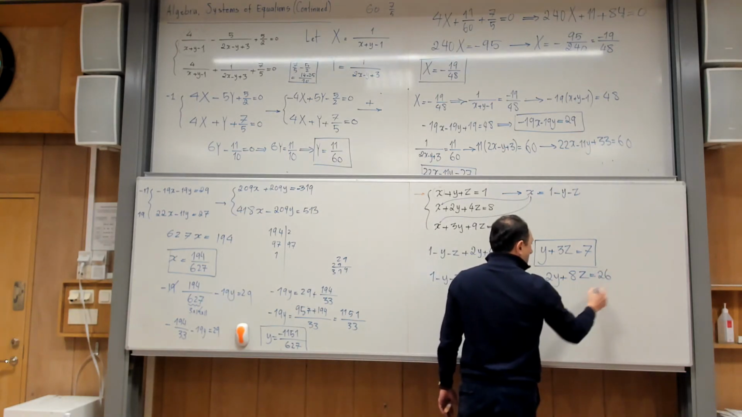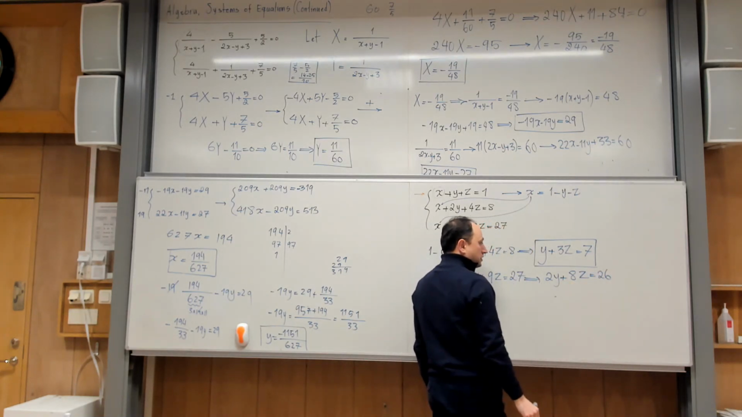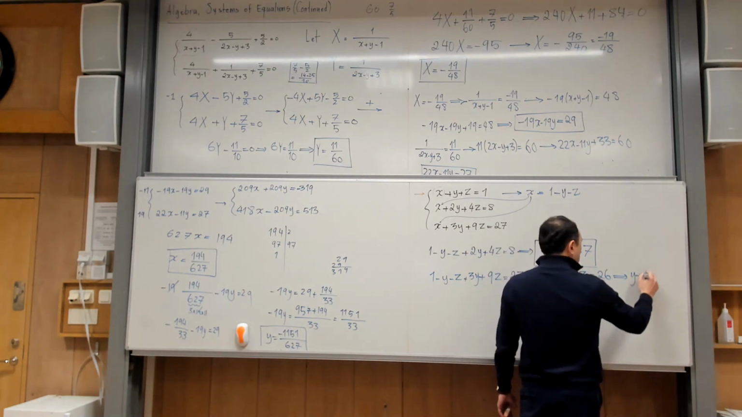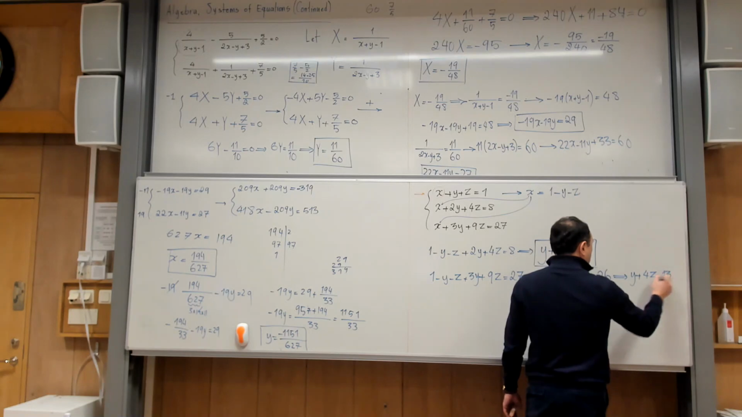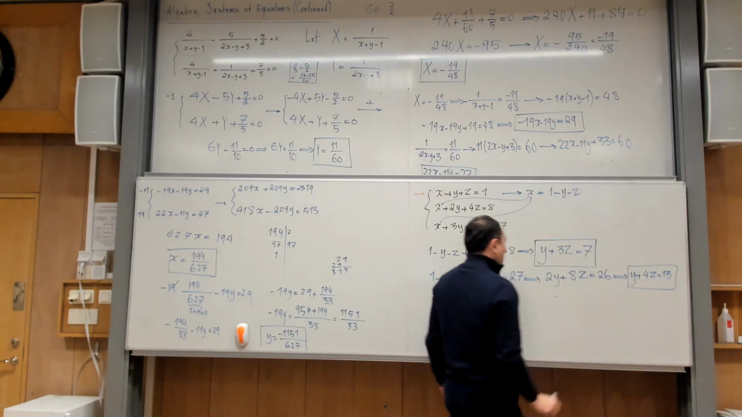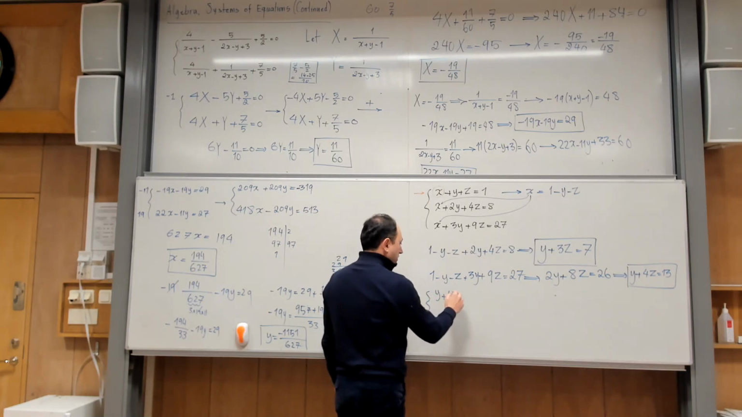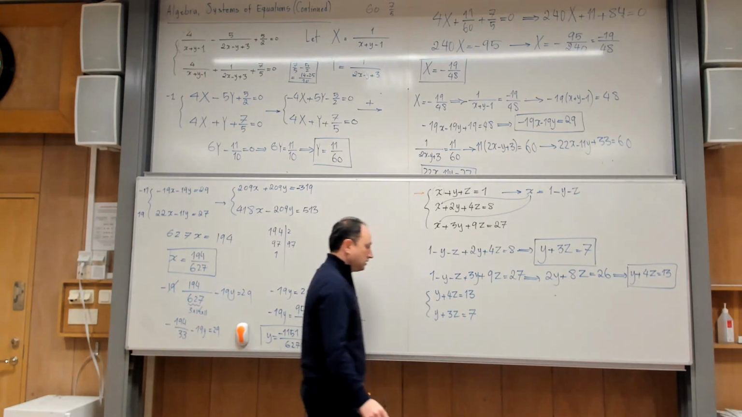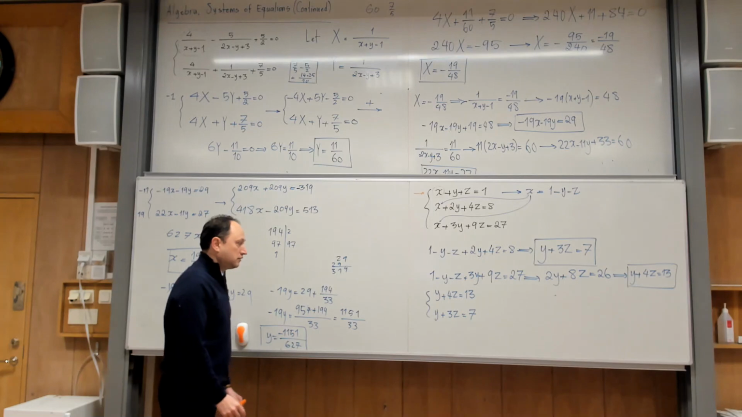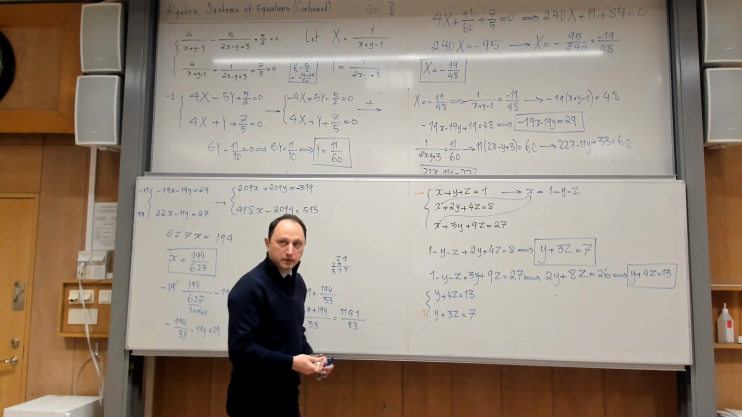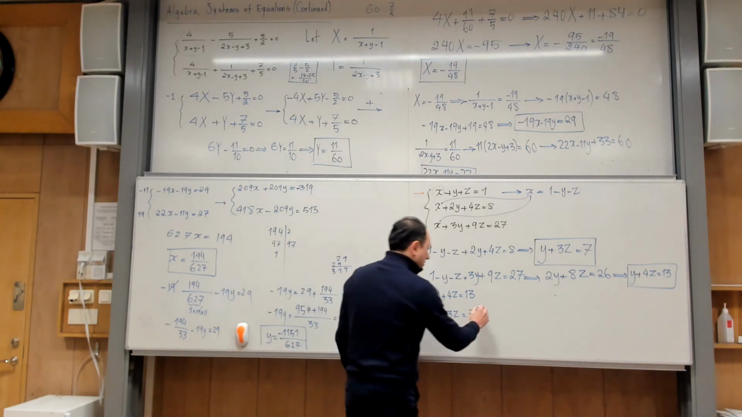I do not stop here because I see that I can divide everything by 2. I make it simpler for myself, so it becomes y plus 4z equals 13. And then I set up a system, which is a very simple system. Y plus 4z is equal to 13. Y plus 3z is equal to 7. And here I prefer the method of addition by multiplying this by a negative 1 and adding it up with the first one. So let us just do it in our head.